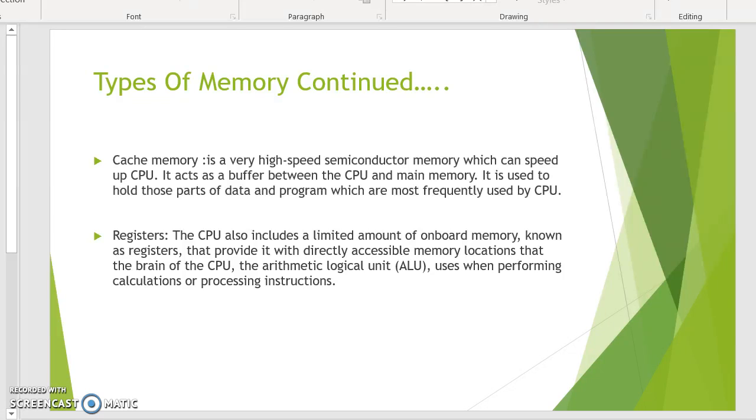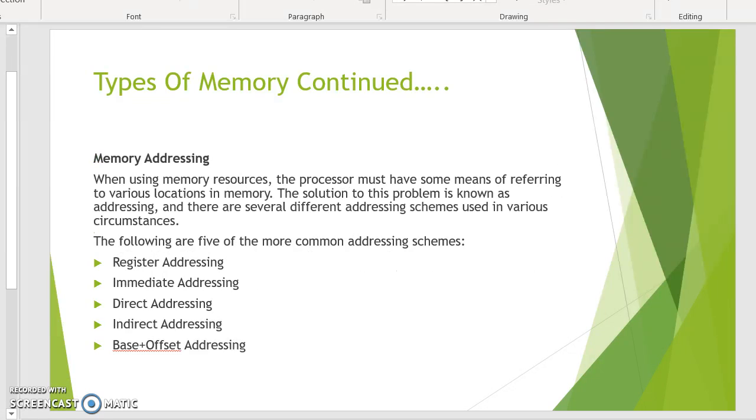The main advantage of this type of memory is that it is part of the ALU itself and therefore operates in lockstep with the CPU at typical CPU speeds.